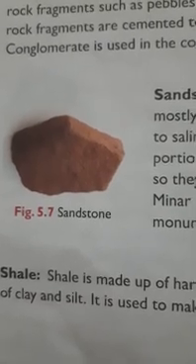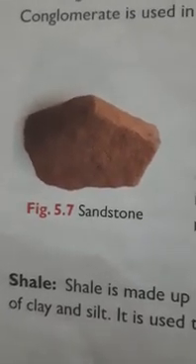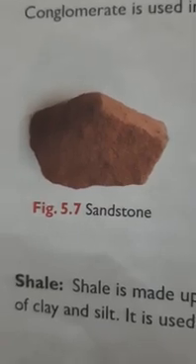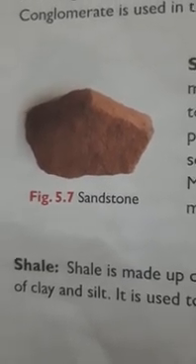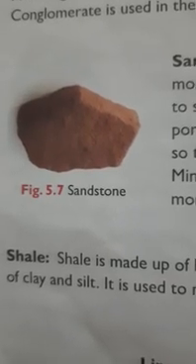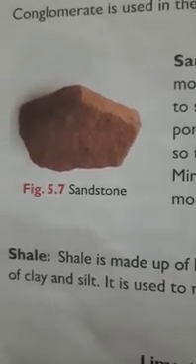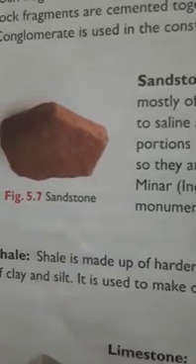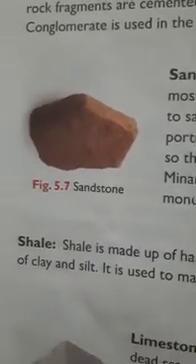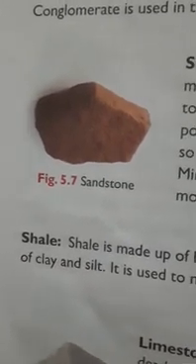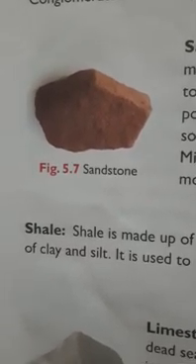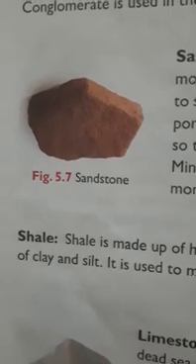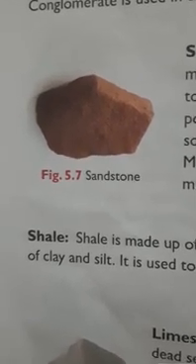Now we will see sandstone. Sandstone is made of sand grains. It is composed mostly of quartz. It is a soft stone. Sandstones are resistant to saline air, which makes them perfect for building exterior portions of seashore buildings. They are also heat resistant, so they are used for making fireplaces.